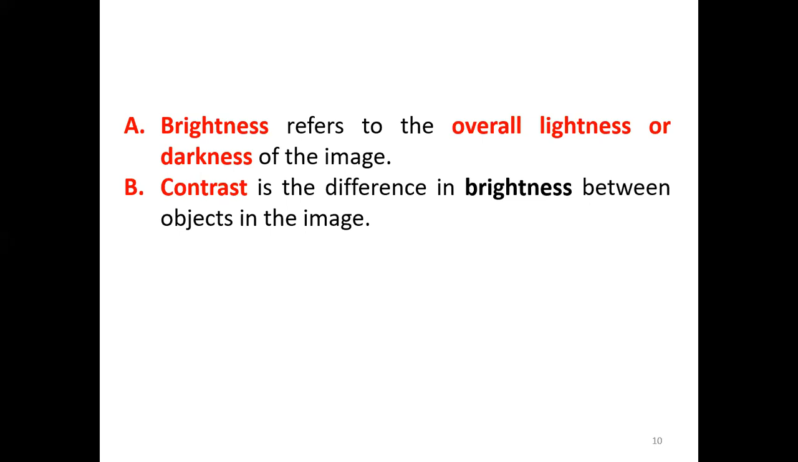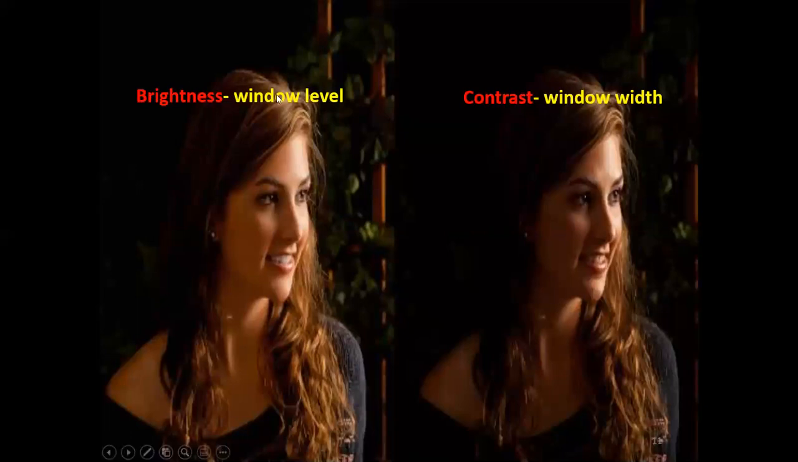So brightness concerns the whole image, and contrast concerns the objects inside the image. Brightness is otherwise called the window level. If you change it, the whole image will change. If you change the window width, or contrast, the face looks brighter than other body parts. So brightness means the whole image changes, contrast means part of the image changes.